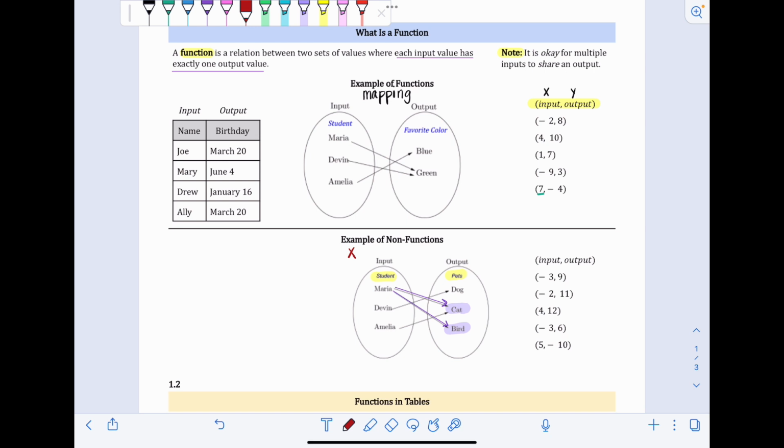It would just be called a relation, which is a more general term, and it doesn't have as many rules around it. If we look at Devin as our input value, Devin has the dog, and that's okay. And then Amelia has just the cat, so that's okay too. But the fact that Maria is one input and she goes to two different outputs means it's not a function. That would be like Maria having two different birthdays, if we use the birthday example.